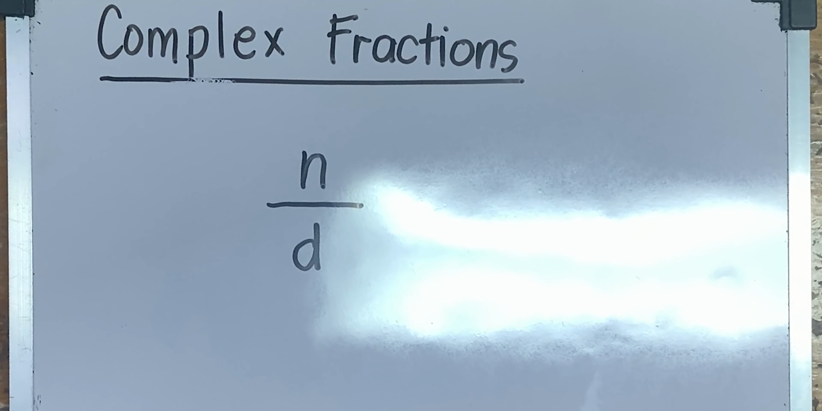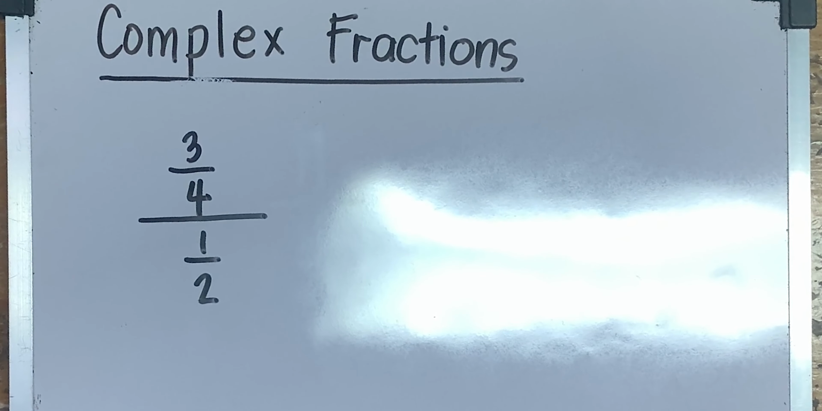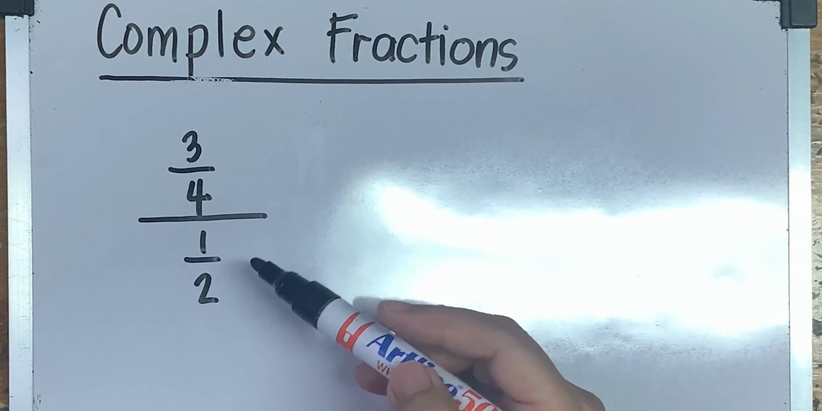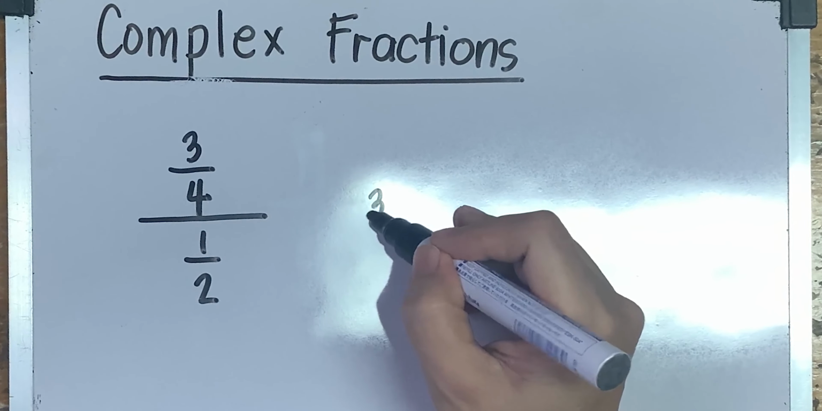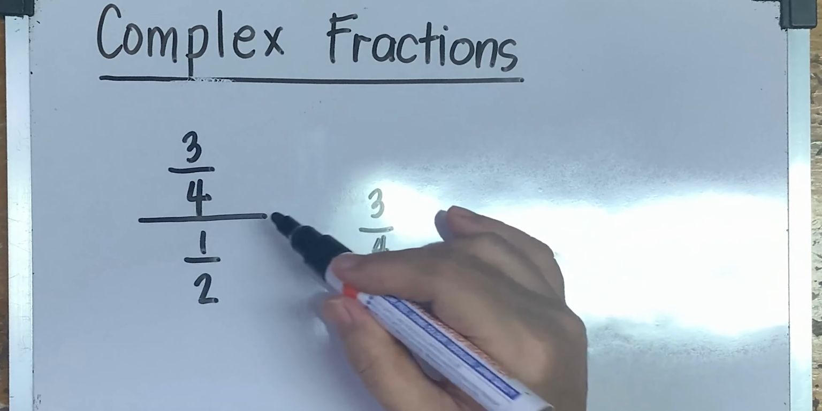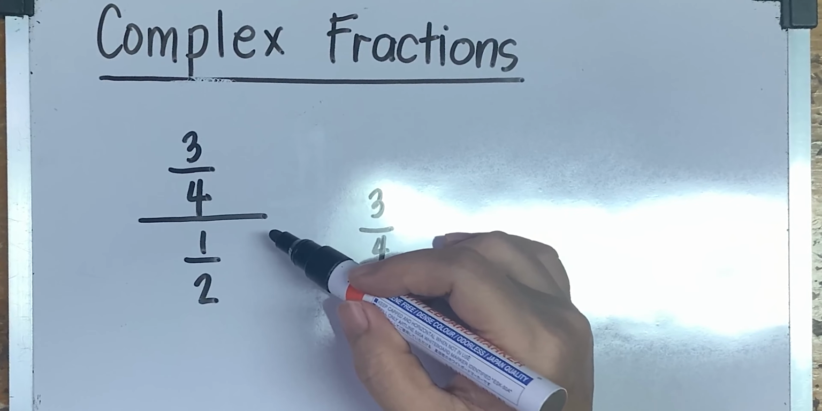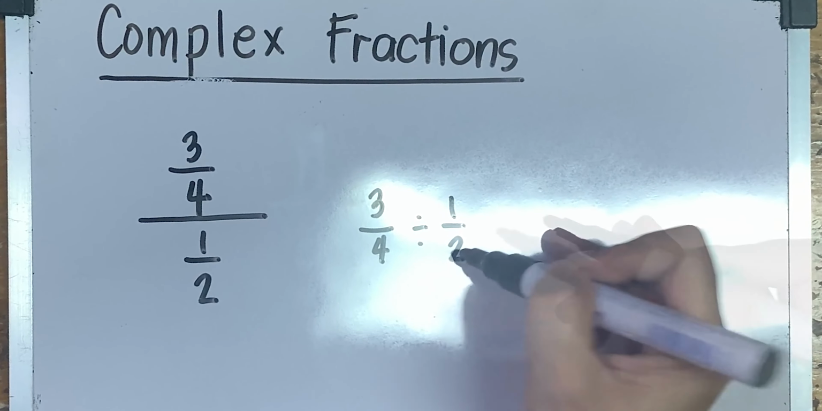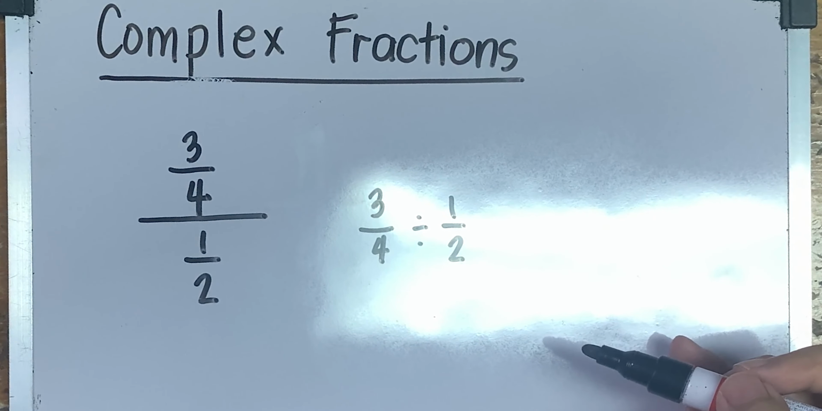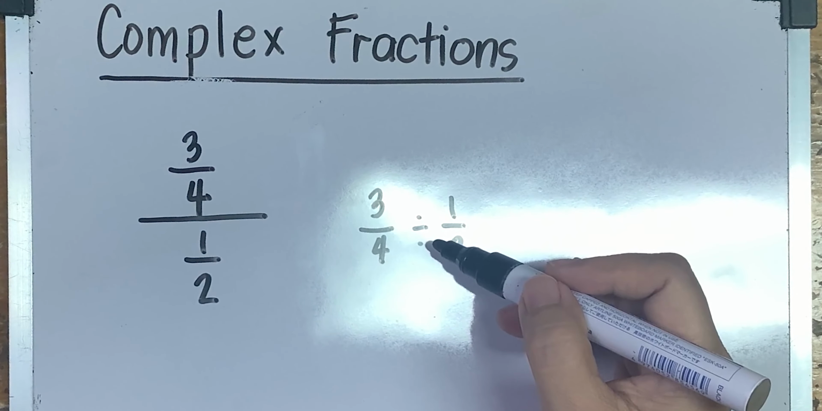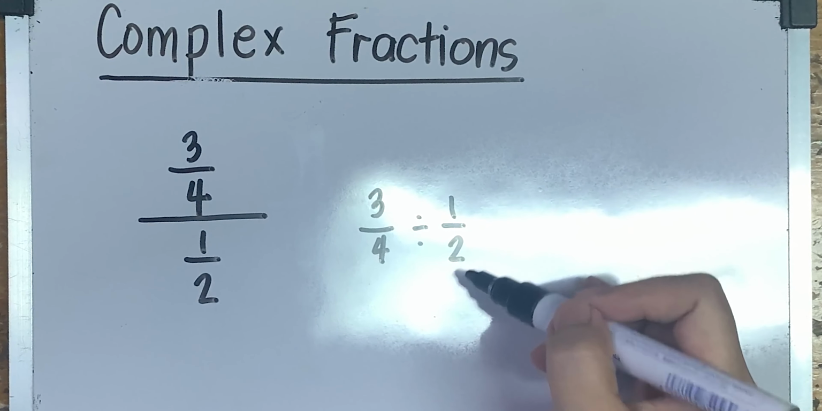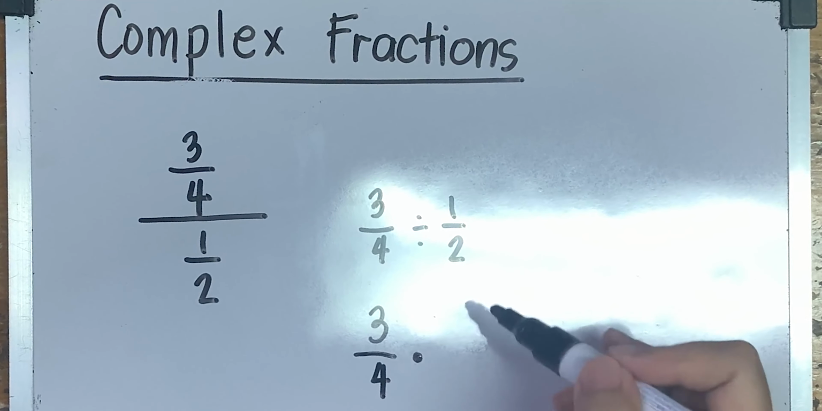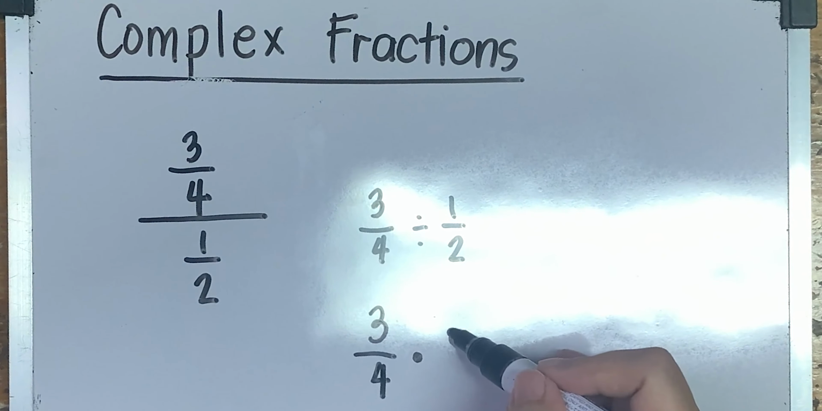Let's take this as an example. So for example, we have 3 over 4 divided by 1/2. We can rewrite this in this format. 3 over 4. Remember, fraction connotes division, so we'll divide 3 over 4 divided by 1/2. In division, we simply change the operation to multiplication and get the reciprocal of the second term. So we can rewrite it this way. 3 over 4 times, get the reciprocal of 1/2, 2 over 1.